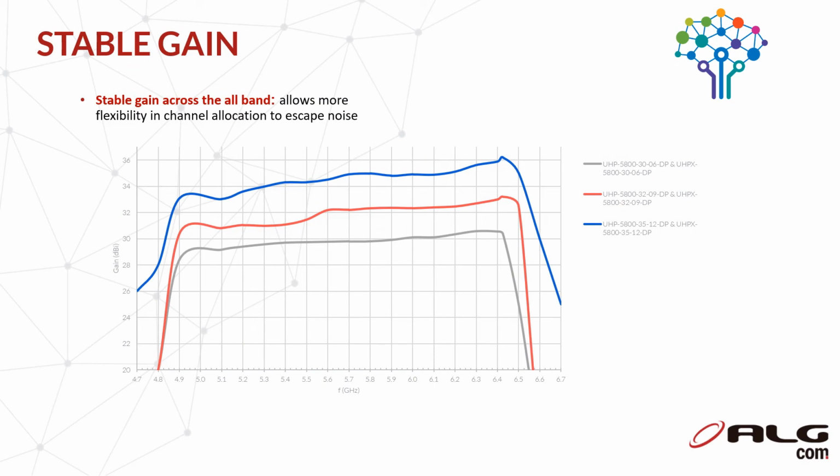So this graph gives you how the product works across multiple frequencies versus gain or front-to-back ratio. So that's all from my side.